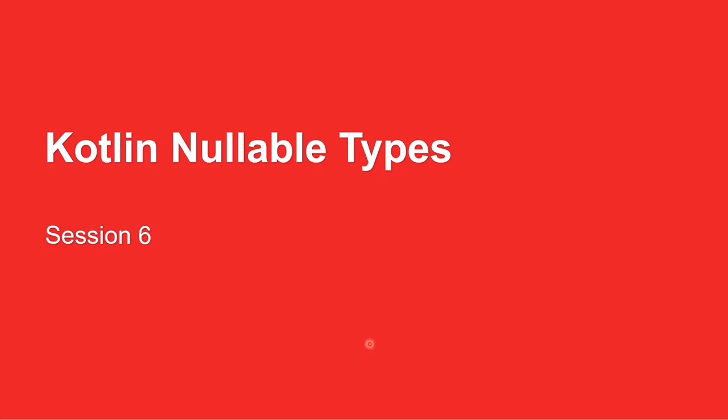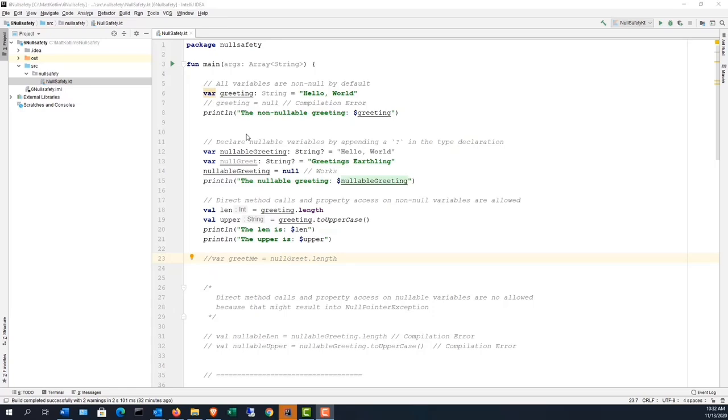This is Section 6, Kotlin Nullable Types. Welcome to this video on Kotlin Nullable Types.